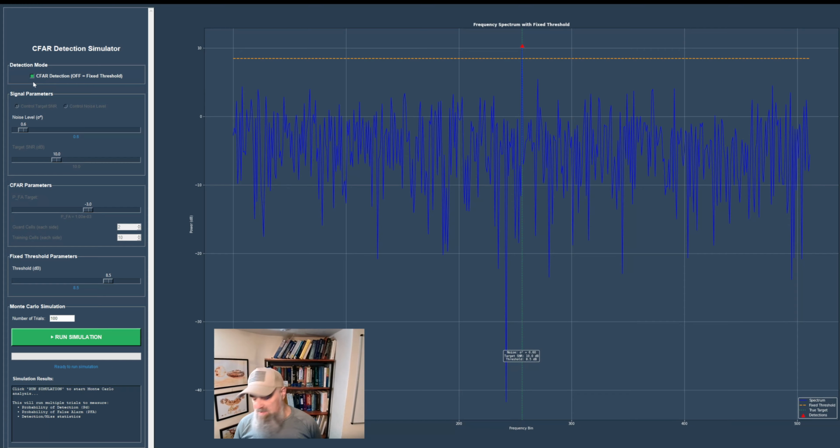Now, there is more to it. It's not only keeping it constant, it's also maximizing the detection probability while keeping the false alarm constant. We will dive into the math in the next lesson.